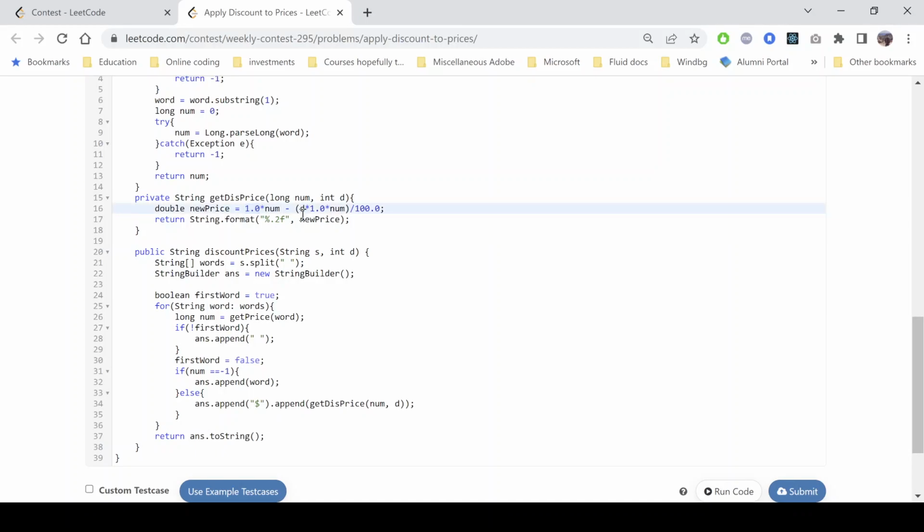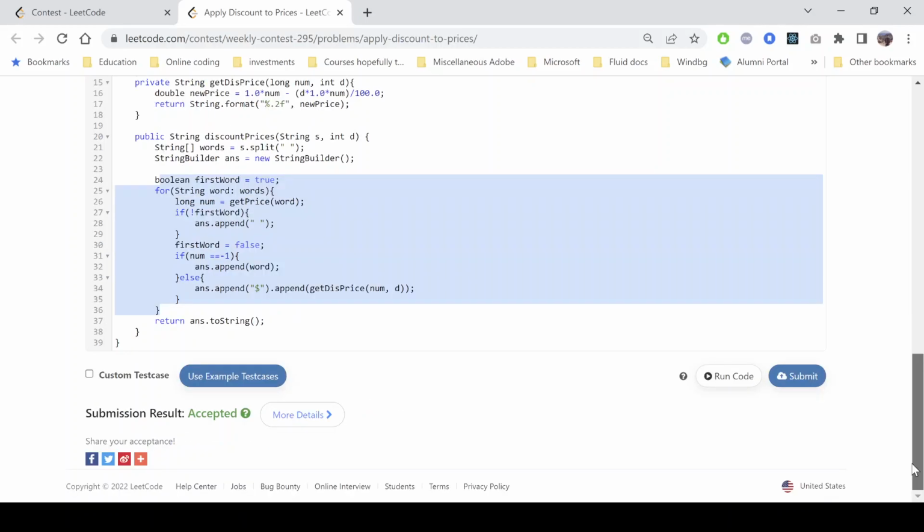So we get the new price, and this new price needs to be converted up to two decimal places. This is the way you convert it to two decimal places, %.2f, and then we append it into our final string. We do it for all the words, and then we finally return our answer, so answer.toString().